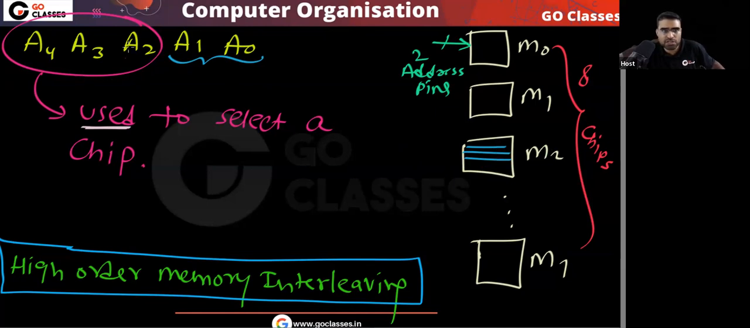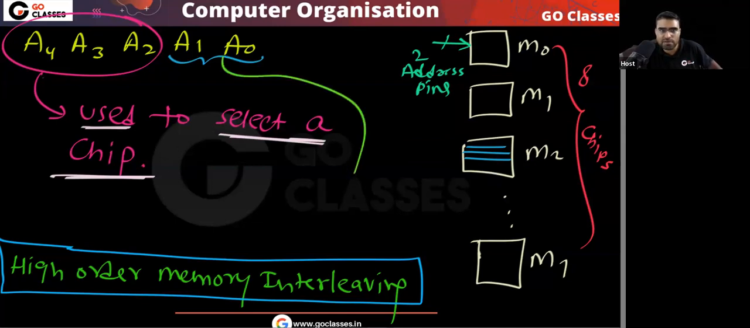Remember, using these 3, I will choose one of the chips. These 3 will be used to select a chip. I am selecting a chip using these 3 bits. Let's assume this chip is selected. Now, these 2 bits, what will they tell me? Please tell me, what will these 2 bits do?